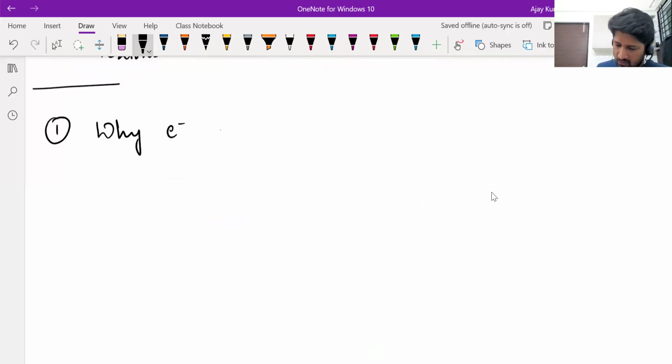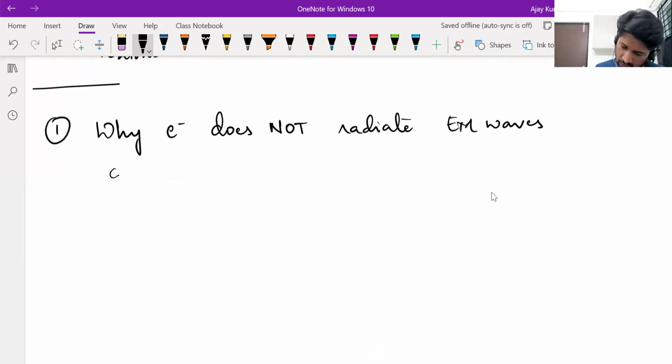Why an electron does not radiate electromagnetic waves and collapse into the nucleus.